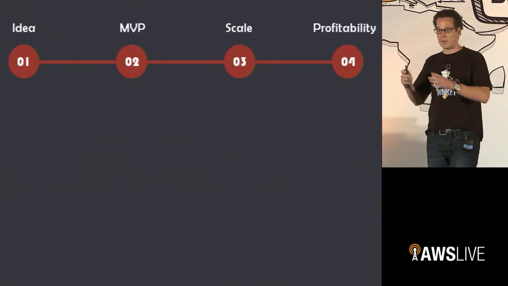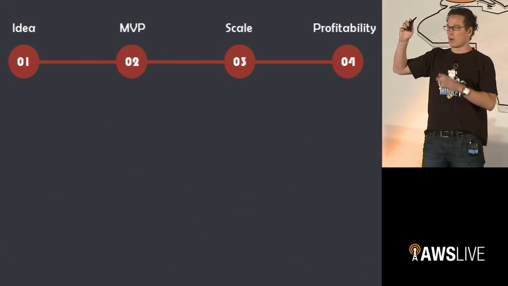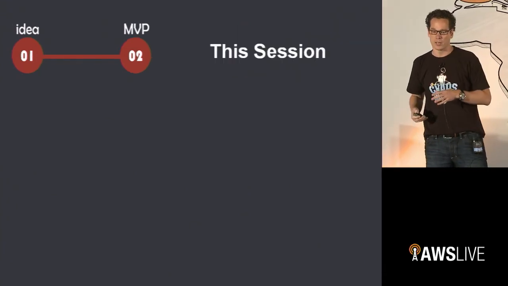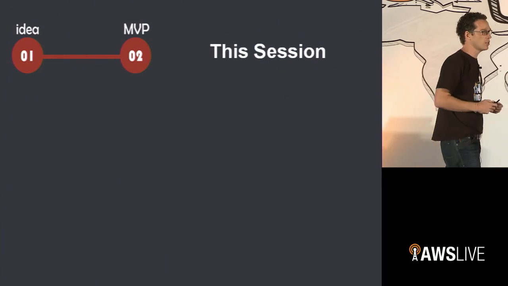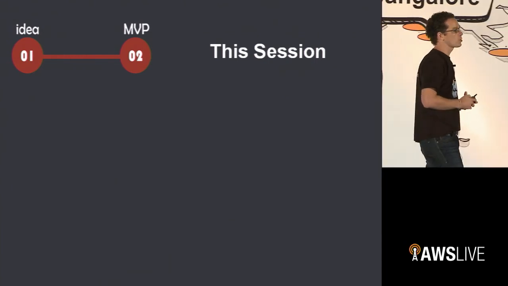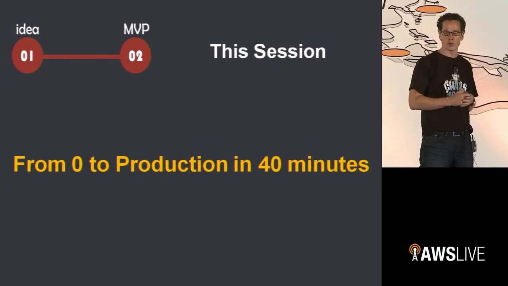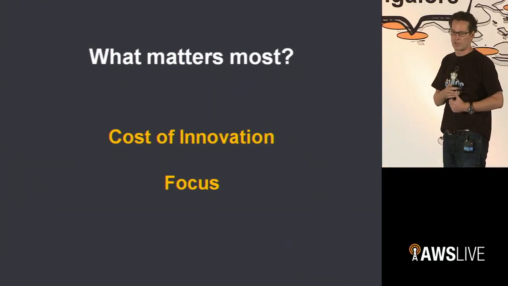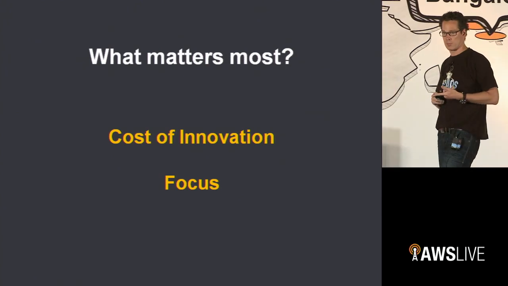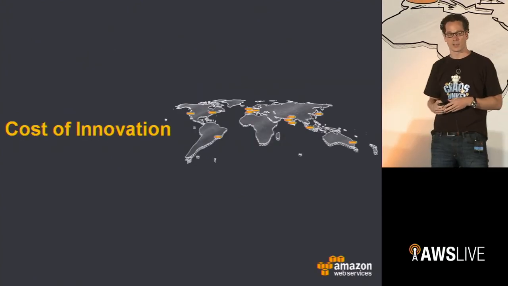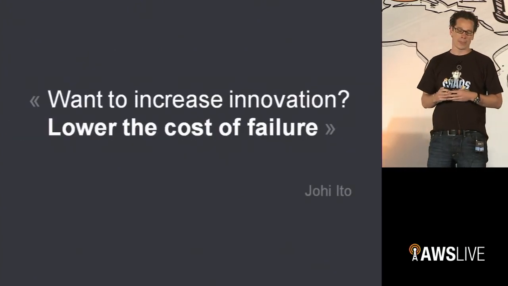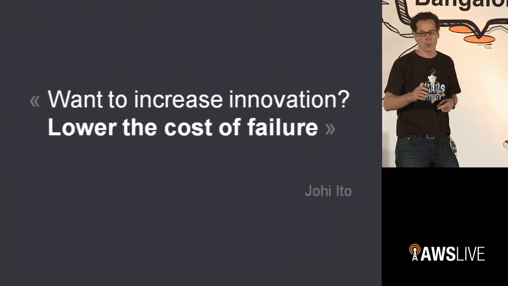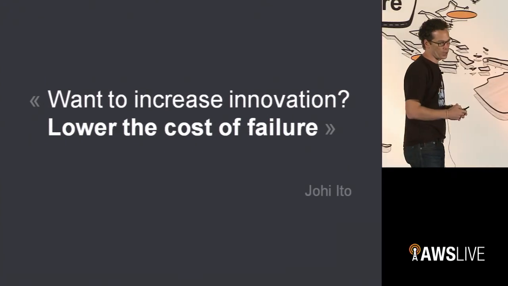So, again, what we spoke about in the beginning was we're going to take you through these steps in the journey, and this session is very much around getting from idea to minimum viable product. And when you want to do that, two things matter most. First of all, the cost of innovation, and second, focus. So let me explain those in a bit more detail. I think Werner actually mentioned this one. If you want to increase innovation, you have to lower the cost of failure.